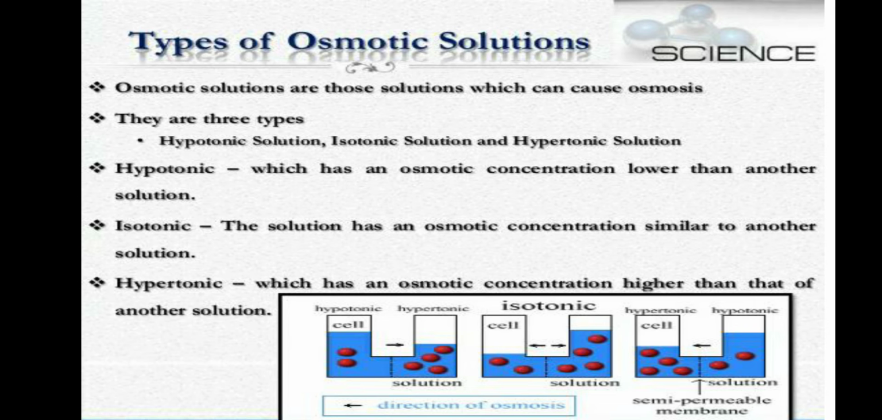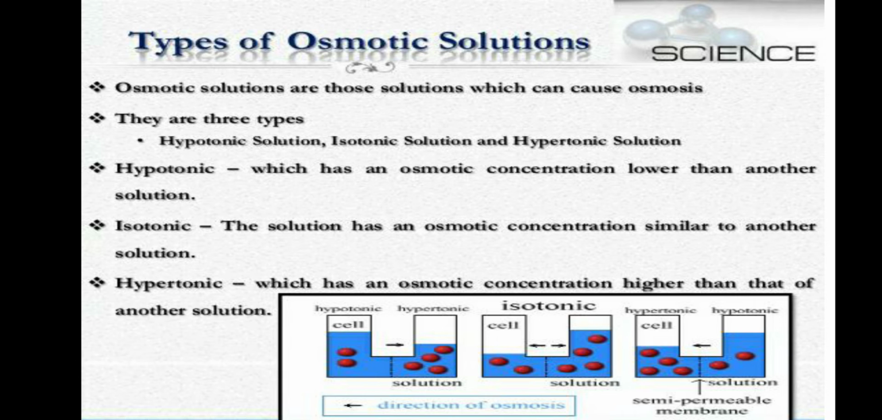Number one is hypotonic solution. Hypotonic solution which has osmotic concentration lower than another solution. Yeah, we can say that hypotonic solution is that solution which has more water and less solute, which has more solvent and less solute. If we put a cell in such a solution which has more water compared to the cell, then what will happen?